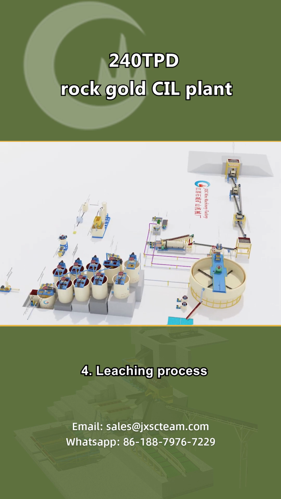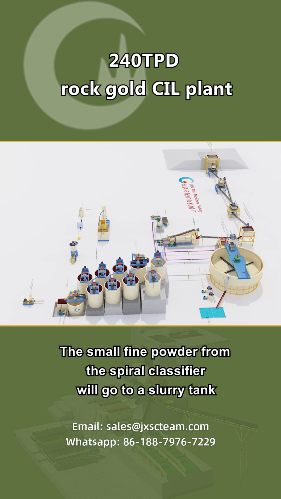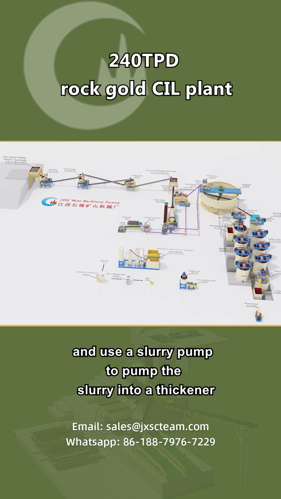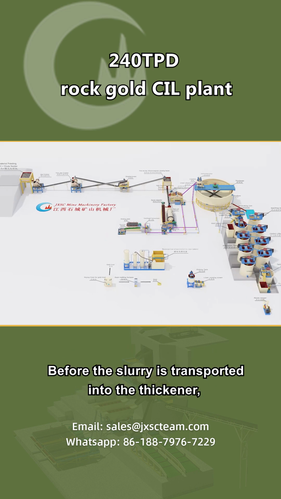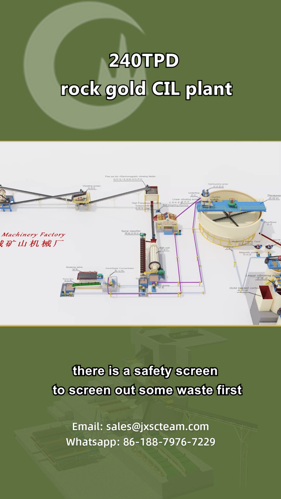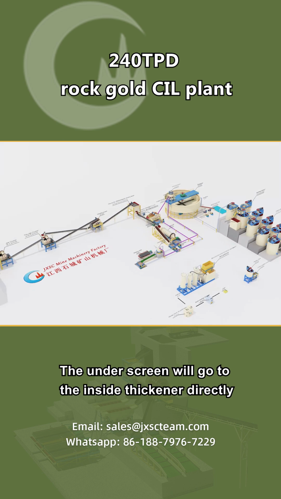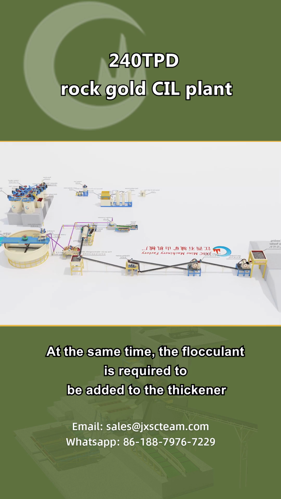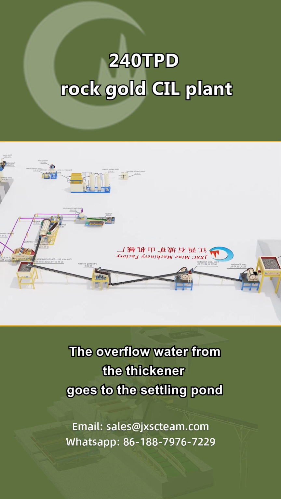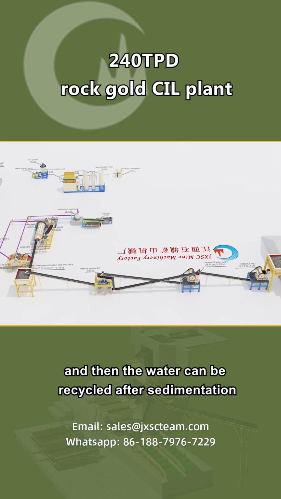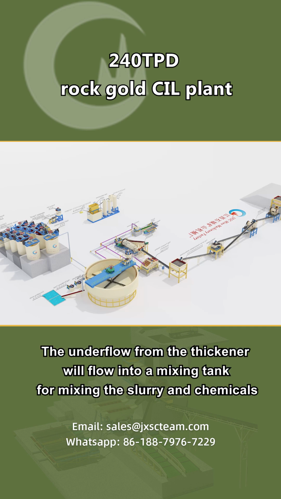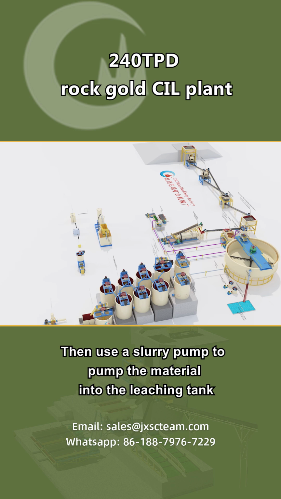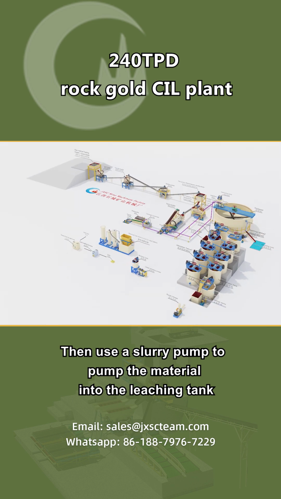4. Leaching process. The small fine powder from the spiral classifier will go to a slurry tank and use a slurry pump to pump the slurry into a thickener. Before the slurry is transported into the thickener, there is a safety screen to screen out some waste first. The underscreen will go to the inside thickener directly. At the same time, the flocculant is required to be added to the thickener. The overflow water from the thickener goes to the settling pond, and then the water can be recycled after sedimentation. The underflow from the thickener will flow into a mixing tank for mixing the slurry and chemicals. Then use a slurry pump to pump the material into the leaching tank.